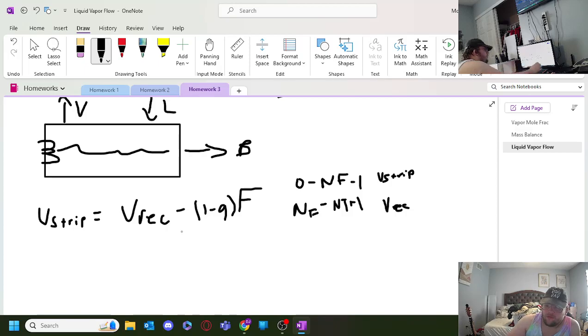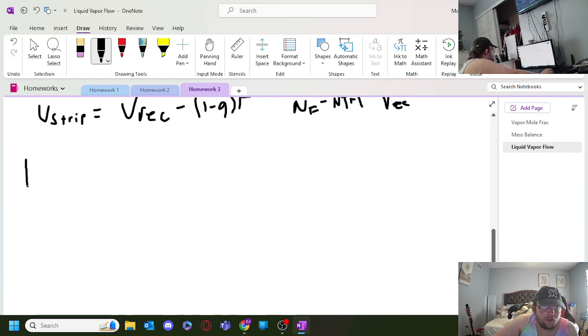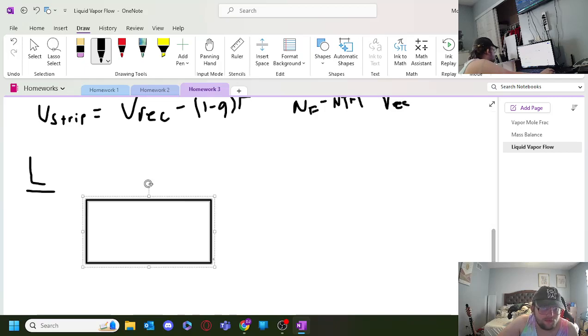From here, what we can do is now we're going to be looking at our liquid flow rates. So what's going to happen here is we're going to have, once again, 3 different cases. So the easiest case to understand is going to be our condenser. And draw that back out.